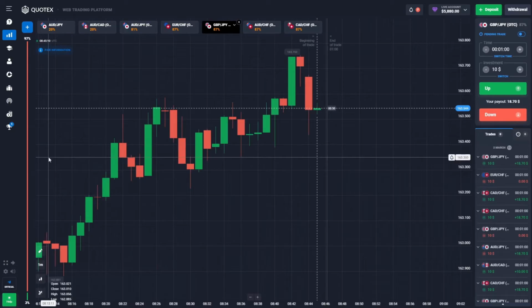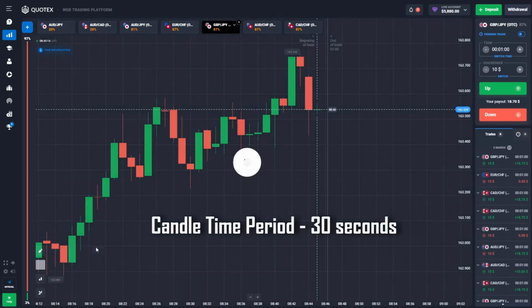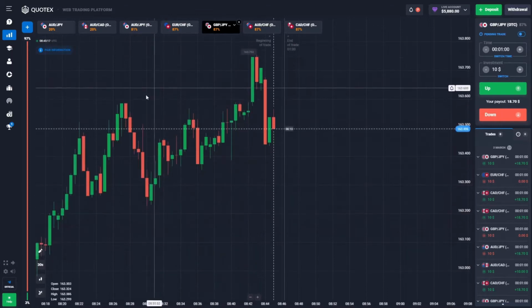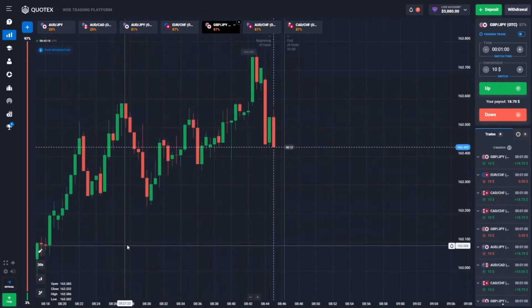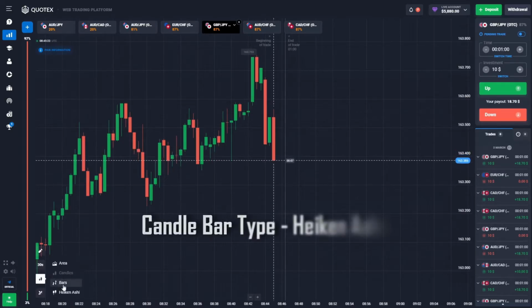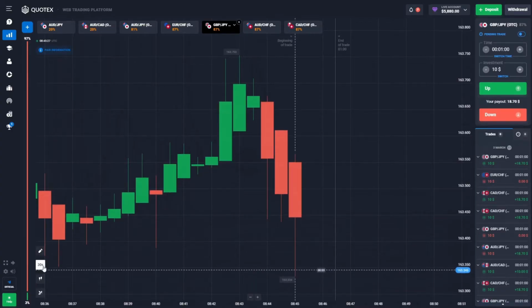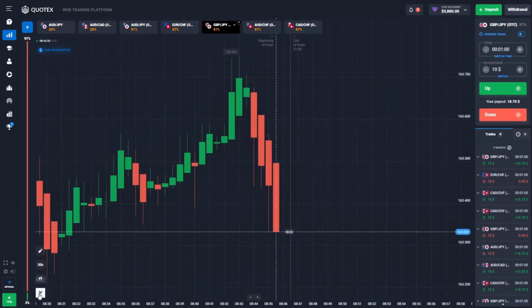Okay, first, let us set our trading candle time period to 30 seconds. It looks like we can have a good trading chart here, trading for 30 seconds. Then, set the candle bar type to Heikin Ashi, as it is really easy to spot and navigate by trending candles by determining its colors.